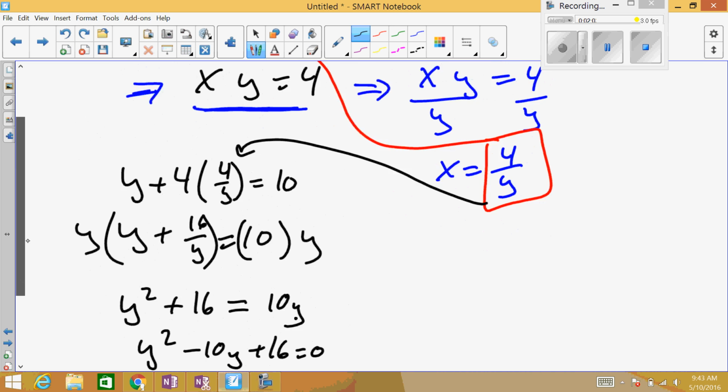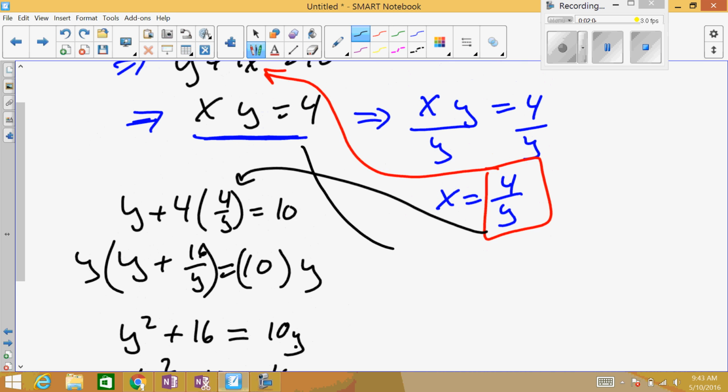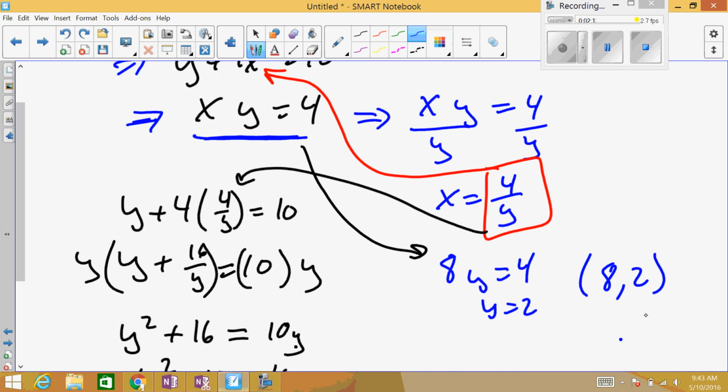So I'm going to start with 8. I'm going to use this equation. 8 times y equals 4. Looks like y equals 1/2. So my first point of intersection is 8 comma 2.